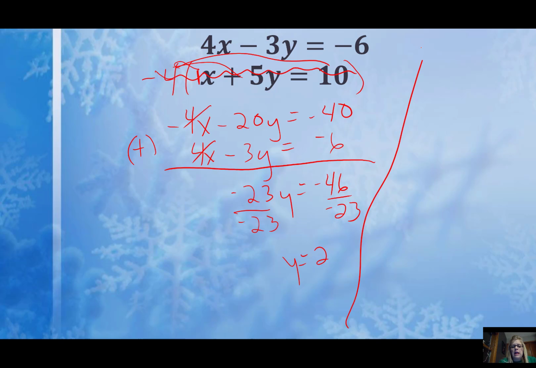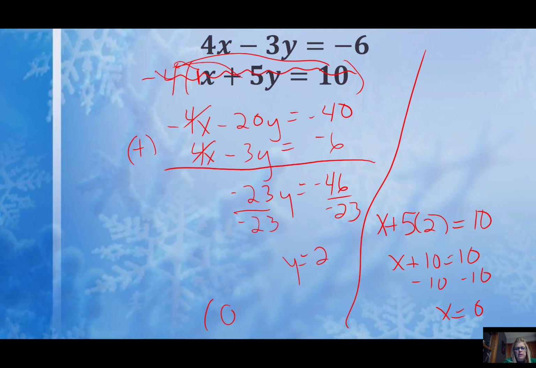So that would look like x plus 5, and instead of y equals 2, I'm going to plug that in, equals 10. Work it out just like a 2-step equation. x plus 10 equals 10. Minus 10 from both sides. x equals 0. So my final answer would be 0, 2. How are you feeling so far? If you're a little confused, I would pause it and re-watch it and see if you can refresh your memory.